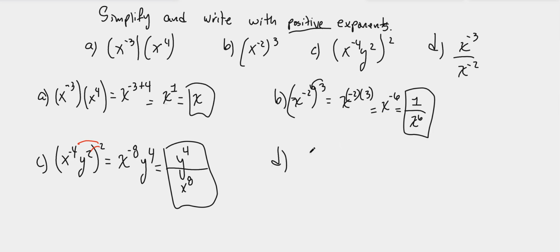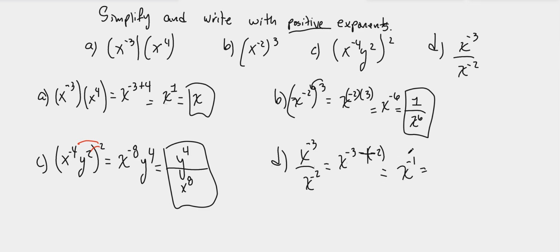Lastly, letter D, we have x to the power of negative 3 divided by x to the power of negative 2. Well, when we have exponents dividing each other, what we do is we subtract. So this is negative 3 minus negative 2. You subtract the exponents. Minus a negative becomes positive, so this is actually negative 3 plus 2. Well, that's just x to the power of negative 1.